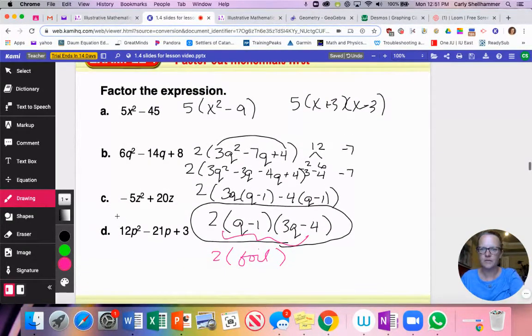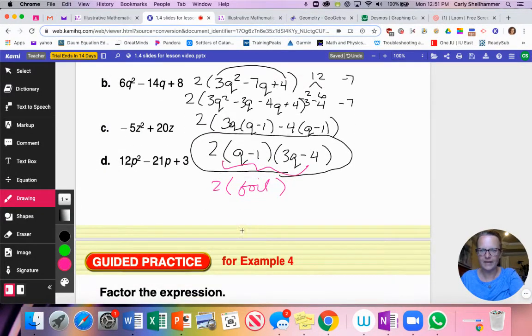All right, I don't know if I can add a new page. We're going to do C, and then I'm going to give you the answer to D. So C is negative 5z squared plus 20z. I don't know what's going on here, but I know I can factor out a negative 5.